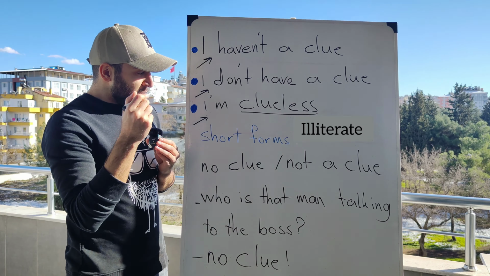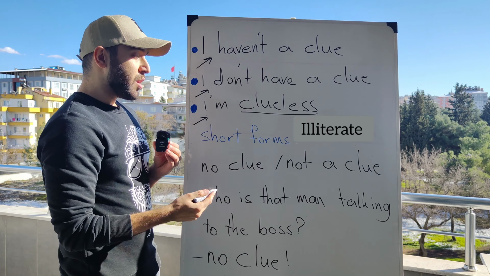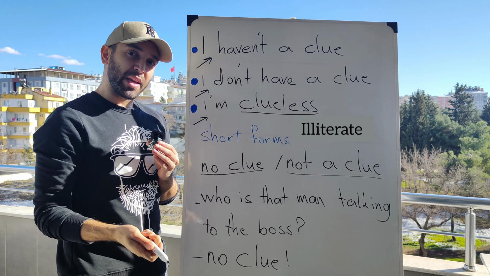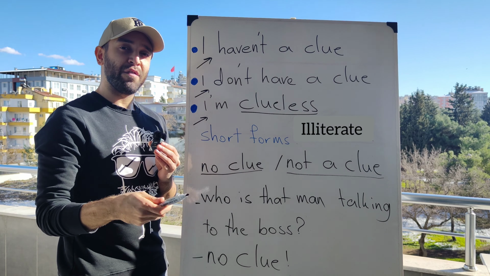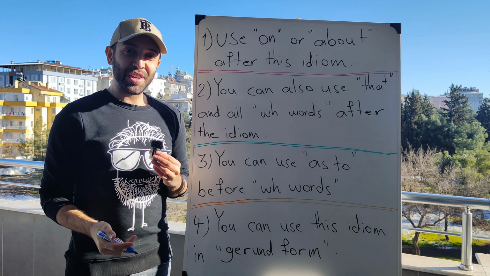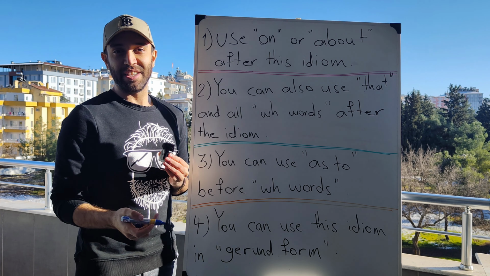Okay? We can also use short forms. They are easier. No clue, not a clue. So when a person says something and you don't know the answer or you have no idea, you can use these short forms. Who is that man talking to the boss? No clue. Instead of saying, "I haven't a clue" or "I don't have a clue," I simply said, "no clue." How to use this perfect idiom correctly and naturally.